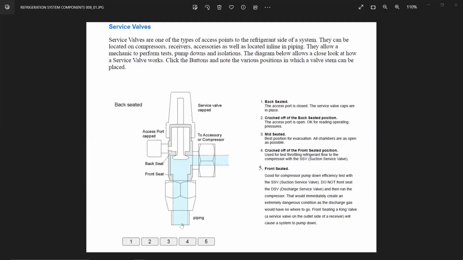So basically, this is not a live view, so I'll show you different options. One is the back seat that you see here right now. This is a back seat and this is the front seat, the two seats on the valve, both angled. So the access port is closed. The service valve cap is in place, like this cap on top is in place. This is the first position.